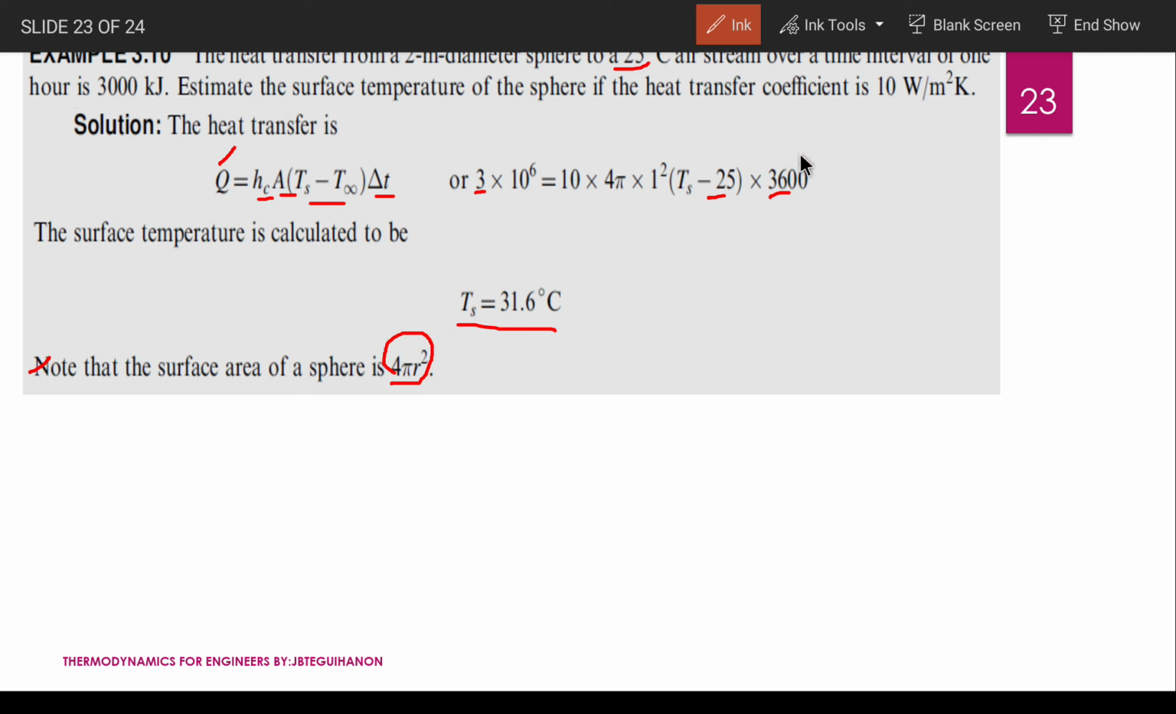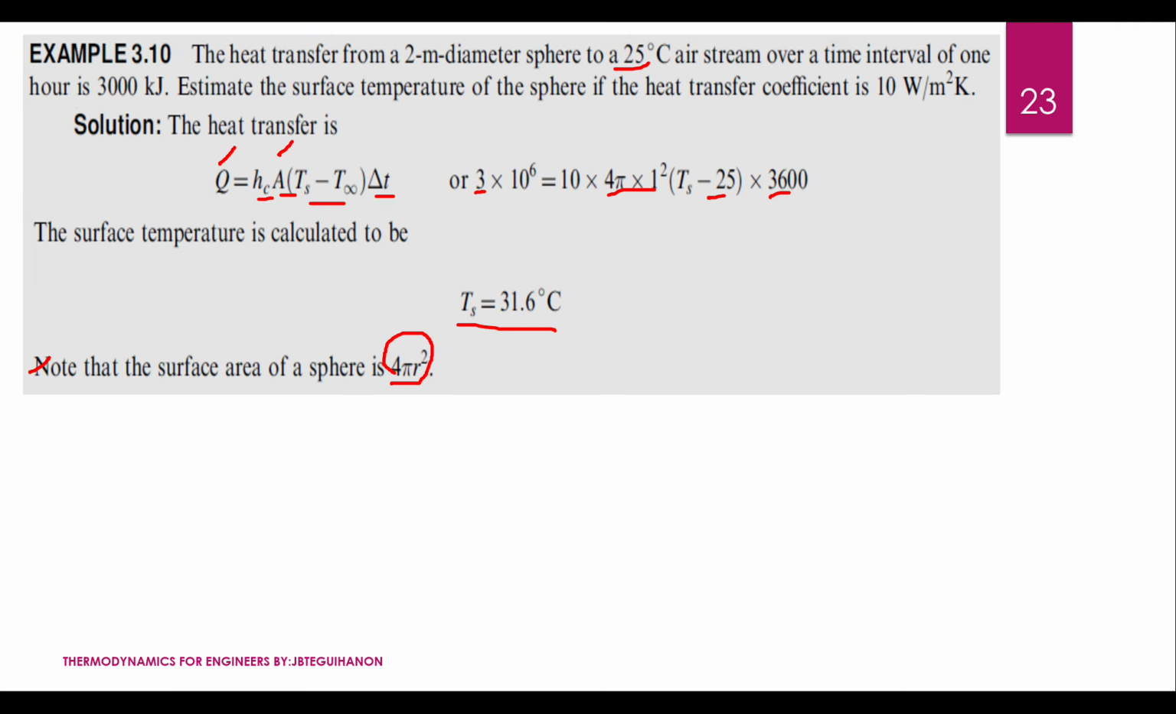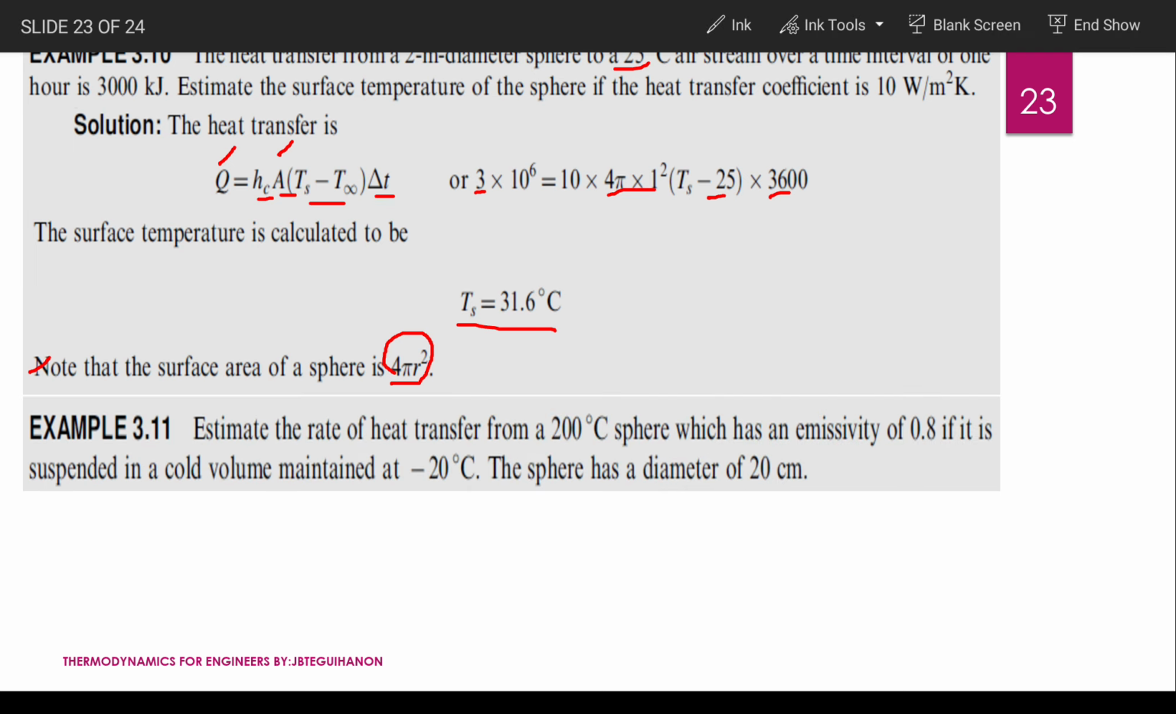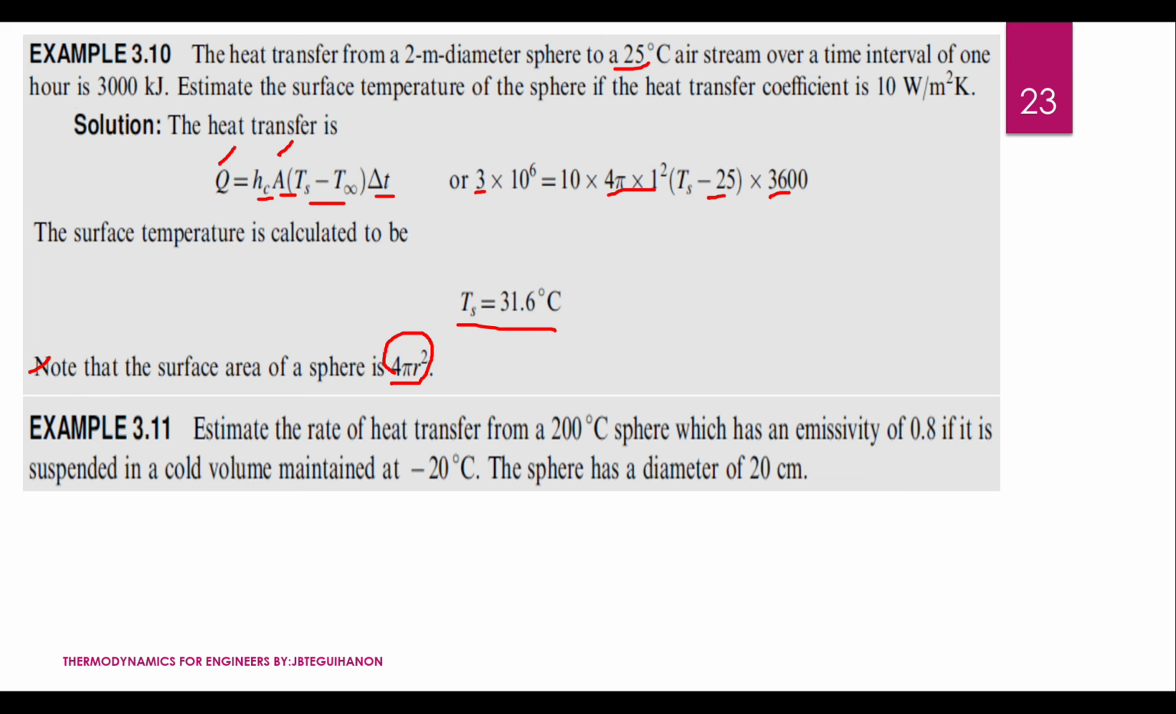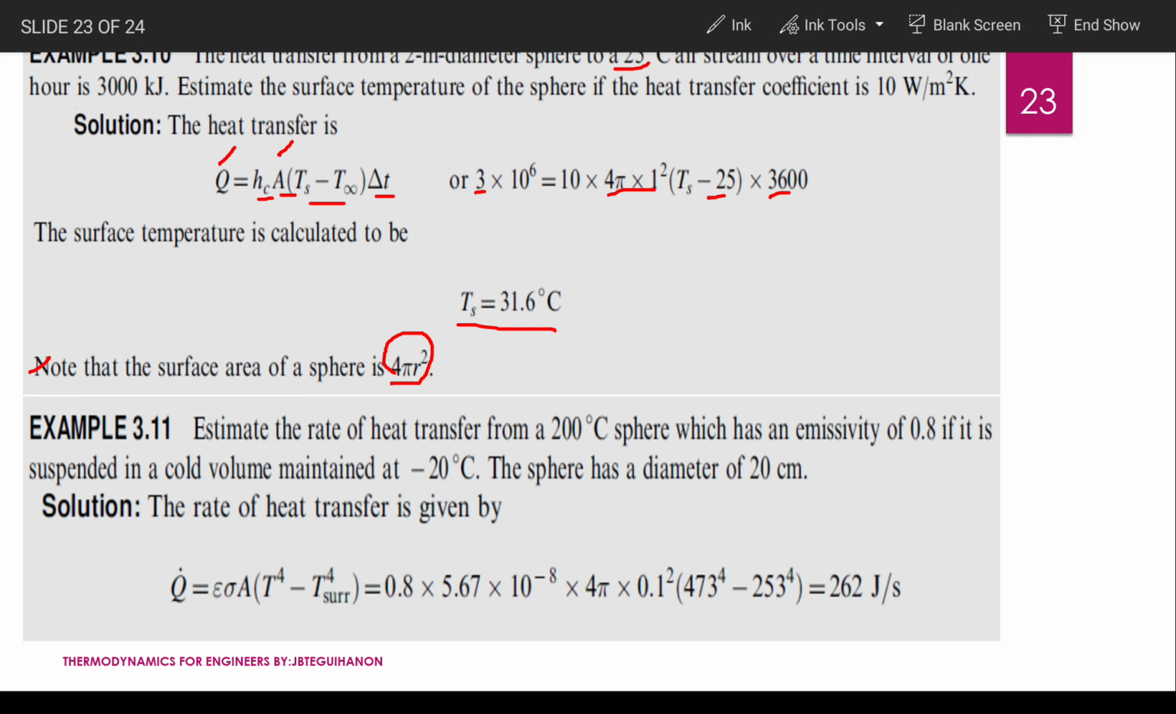Okay, note that the surface area of the sphere is 4 pi r square. Ito yung sinubstitute niya dito. Area yan ng sphere. Sphere yan, parang bola. Basketball. Yung bola parang basketball. So, yun yung sphere. Hindi bilog ah. Yung bilog kasi circle yun. Okay? Meron pa isa. Isang problem pa. So, ito. Last problem na lang to.